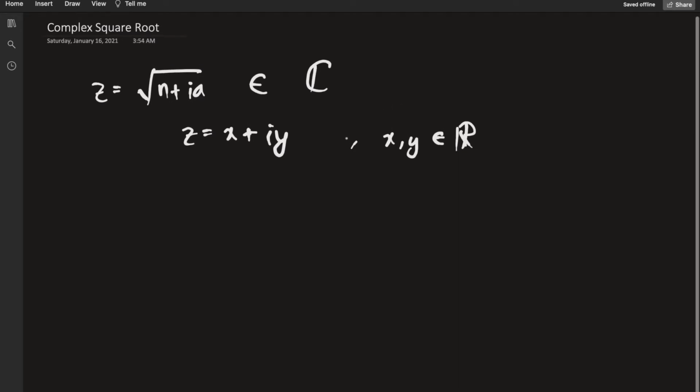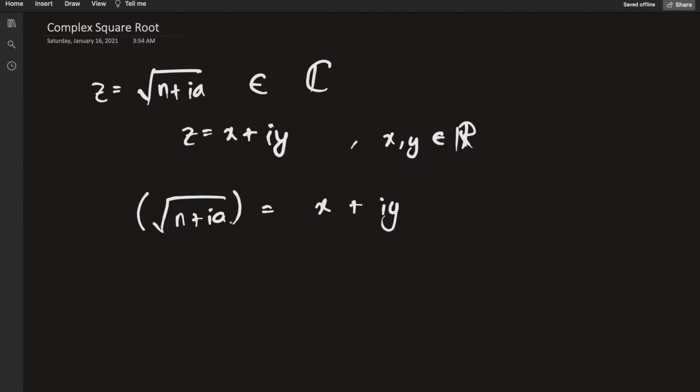So any complex number can be expressed in this form, where the real component and the imaginary component are at least two real numbers. I mean, they don't need to be distinct too, but whatever. Okay, since we can do that, we have square root of n plus ia is a complex number, therefore it can be expressed as x plus iy.